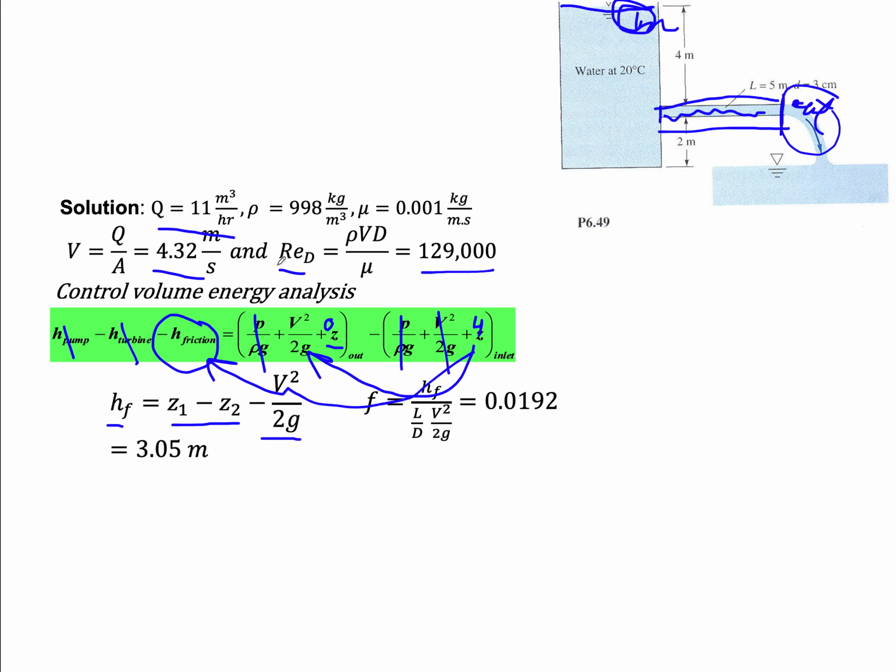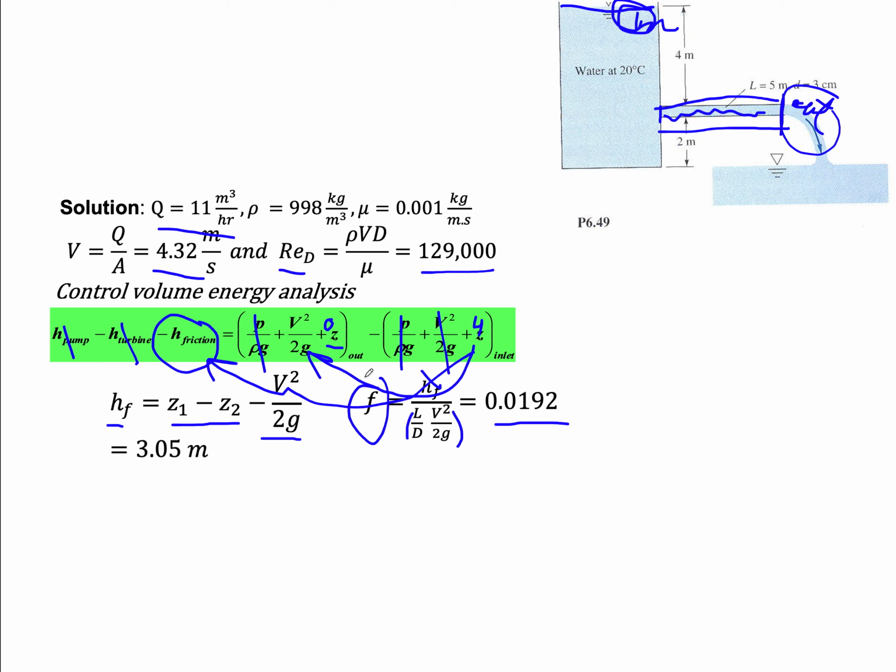And then I compute my Darcy friction factor, because now I have the HF. So I stick in HF of 3.05 meters. I have the length and the diameter of the pipe, and I have the velocity in the pipe. So I get a Darcy friction factor of almost 0.02.